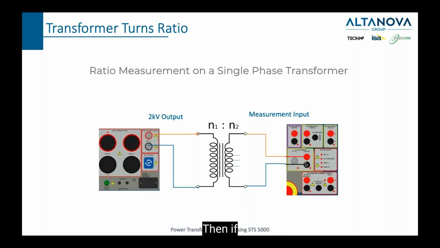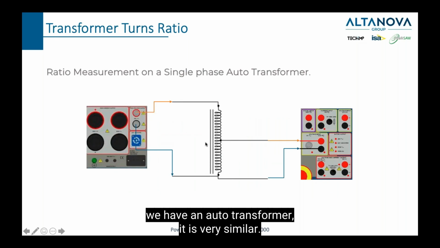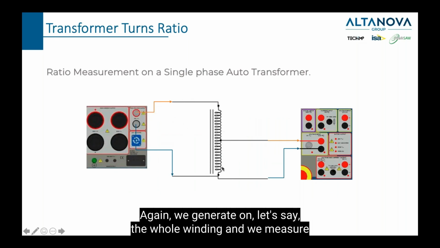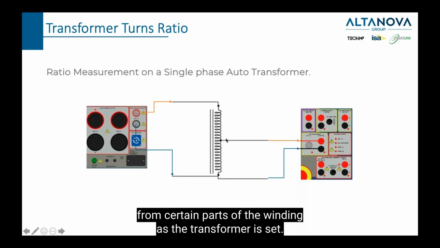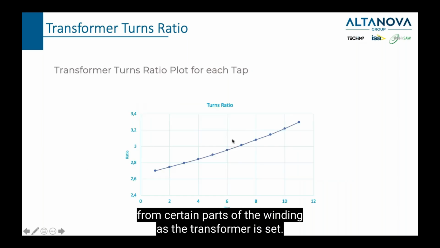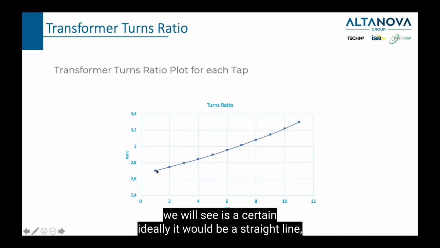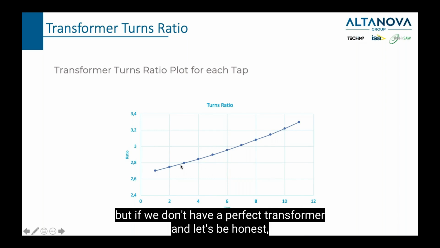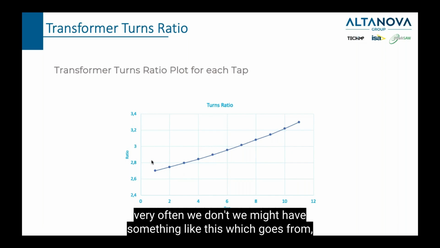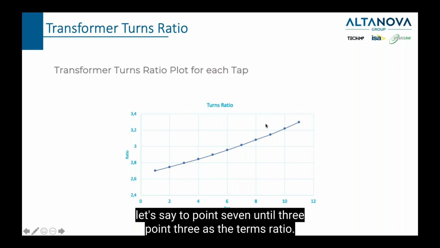Then if we have an auto transformer, it is very similar. Again, we generate on, let's say, the whole winding, and we measure from a certain part of the winding as the transformer is set. And because we want to do that on all positions of the tap changer, what we will see is, ideally, a straight line, but if we don't have a perfect transformer, and let's be honest, very often we don't, we might have something like this, which goes from, let's say, 2.7 until 3.3 as the turns ratio.